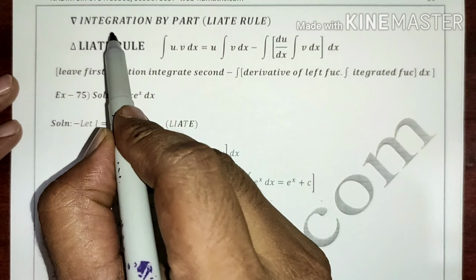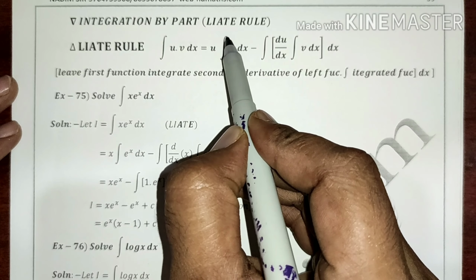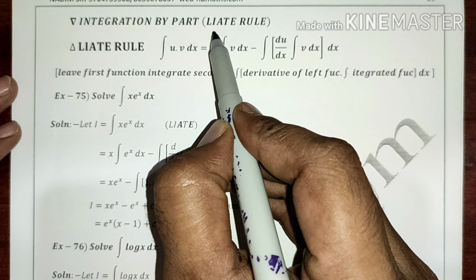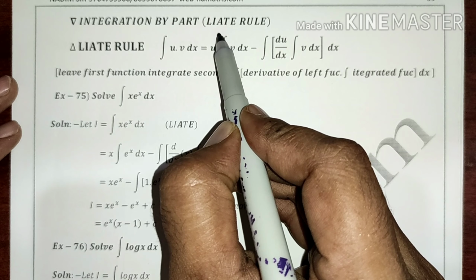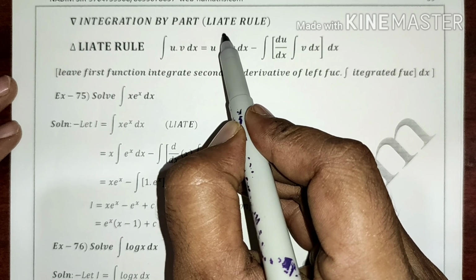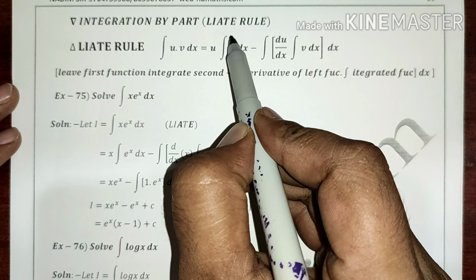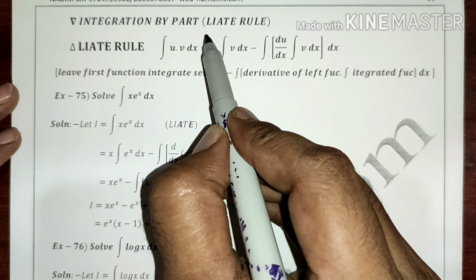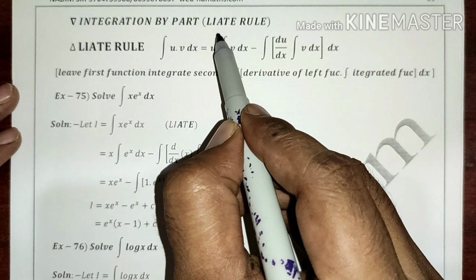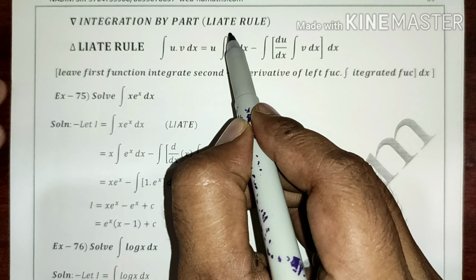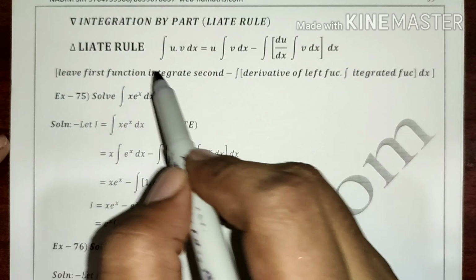Today our topic is integration by parts. It's also called the LIATE rule. Here L means logarithmic function, I means inverse trigonometric function, A means algebraic function, T means trigonometric function, E means exponential function. Before solving an example, we put the functions in the sequence of the LIATE rule.